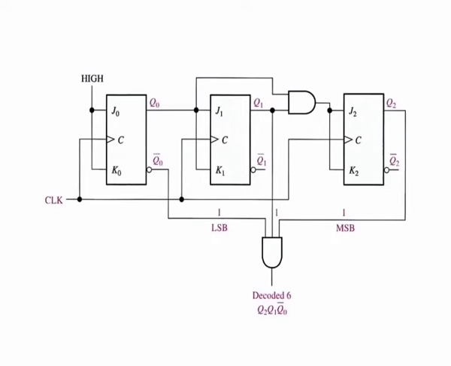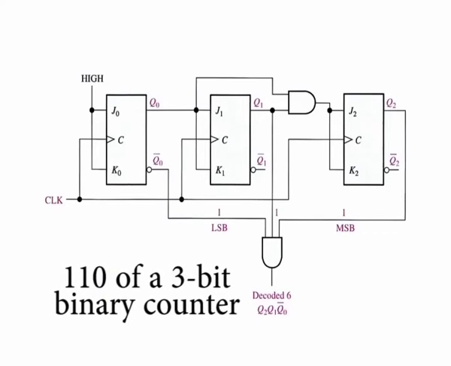Suppose that you wish to decode binary state 6, that is 110, of a 3-bit binary counter, when Q2 is equal to 1, Q1 is equal to 1 and Q0 is equal to 0. A high appears on the output of the decoding gate, indicating that the counter is at state 6. This can be done as shown and is called active high decoding. Replacing the AND gate with a NAND gate provides active low decoding.